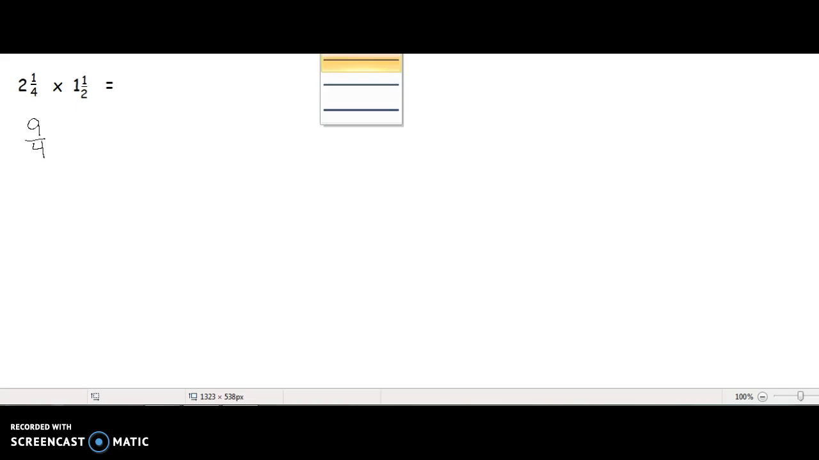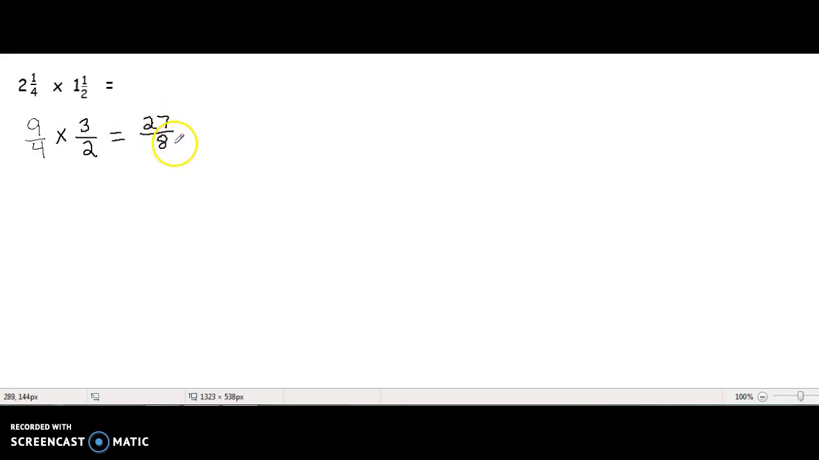Change the pen size, make it a little bigger here. And for the second mixed number, I'm going to change that to an improper fraction. That is 3 over 2. Okay, so now I'm just going to multiply the numerators across. I'm going to get 27 over 4 times 2, which is 8.